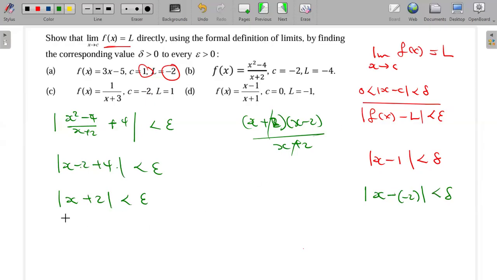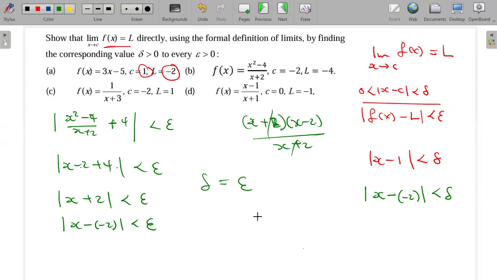So here, what does this mean? If I write it like that, it's less than epsilon. So what does this then mean? This just means that your epsilon is equal to the delta. So that's what you have here. Your epsilon is equal to the delta, like that.